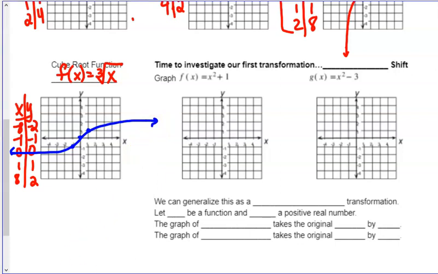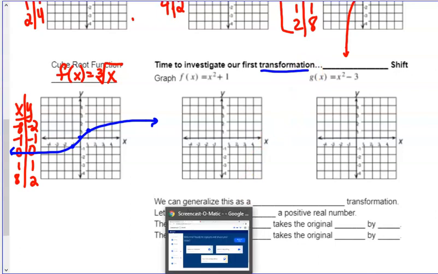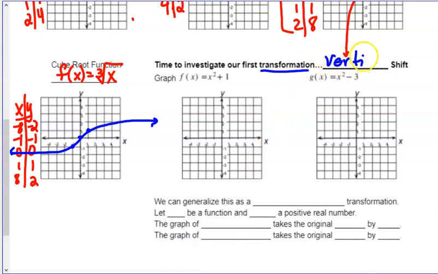So you should have seen all of those in section 1.1. We were identifying those and looking at what the tables look like so that we could get familiar with them. Now, as we review those, we are going to start looking at transformations of those. The first transformation that we're going to investigate is a vertical shift.